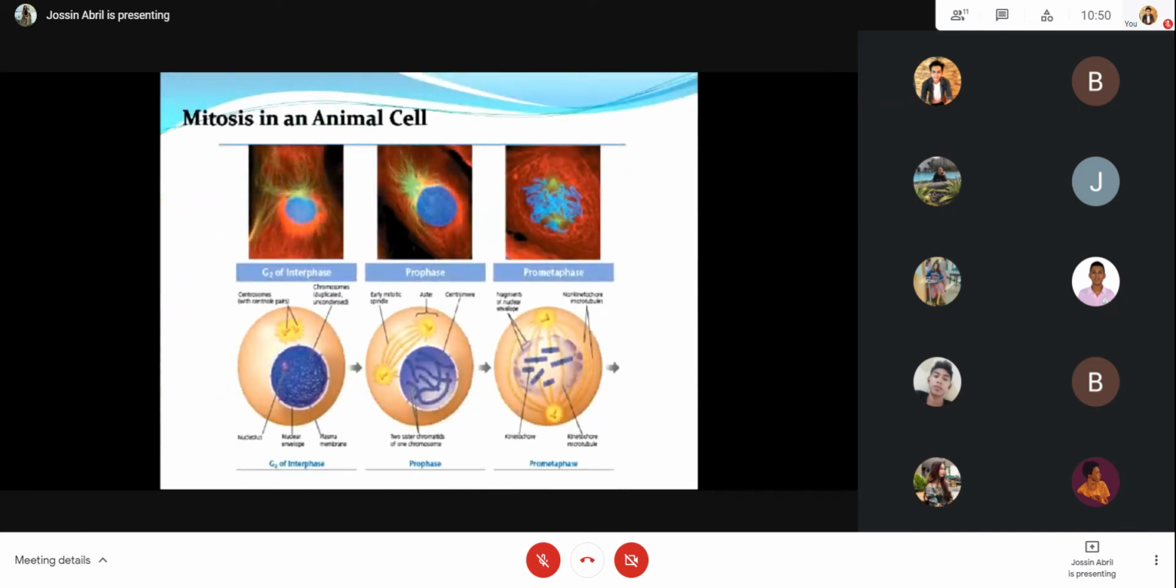Mitosis in an animal cell. As you can see in the figure, in the upper part, that is an animal cell under the microscope.